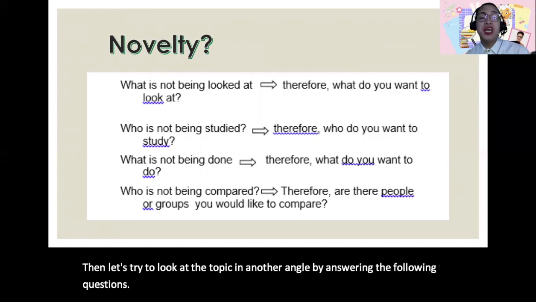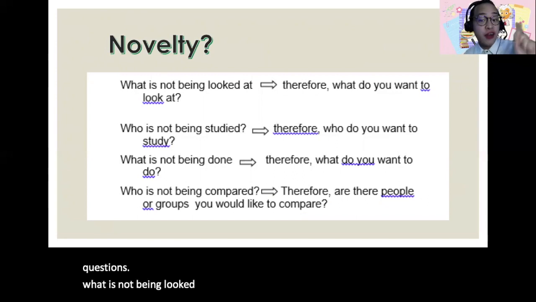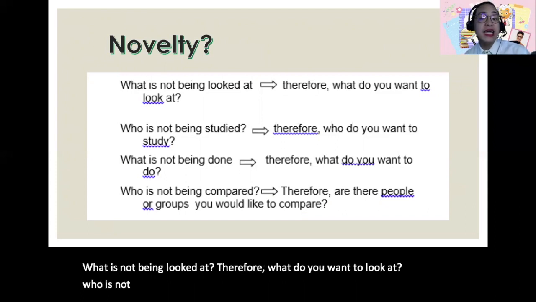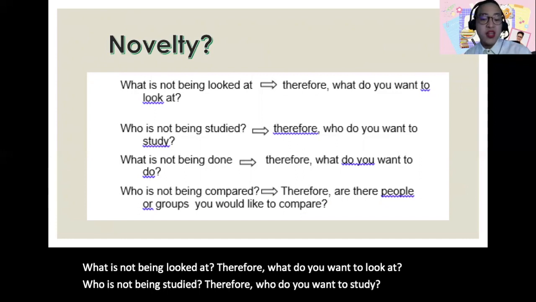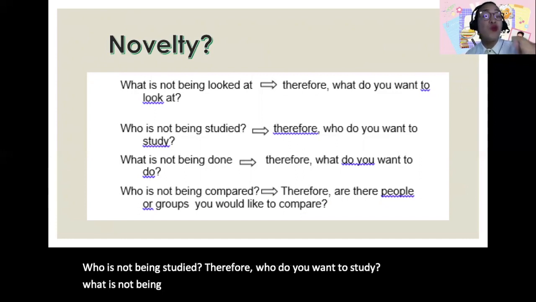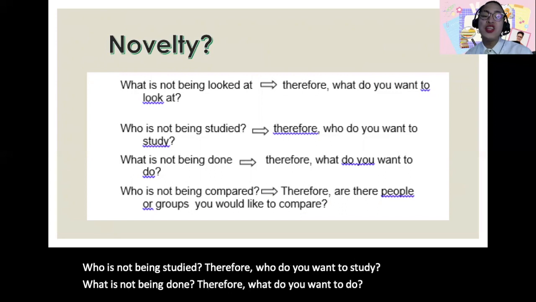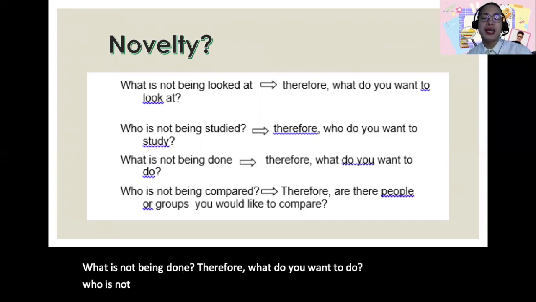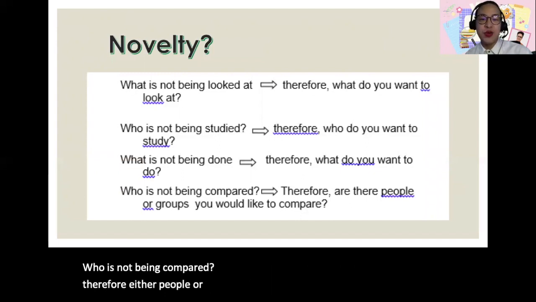What is not being looked at? Therefore, what do you want to look at? Who is not being studied? Therefore, who do you want to study? What is not being done? Therefore, what do you want to do? Who is not being compared? Therefore, are there people or groups you would like to compare?